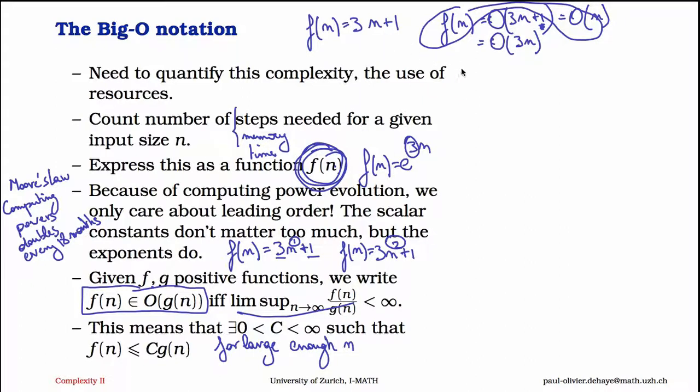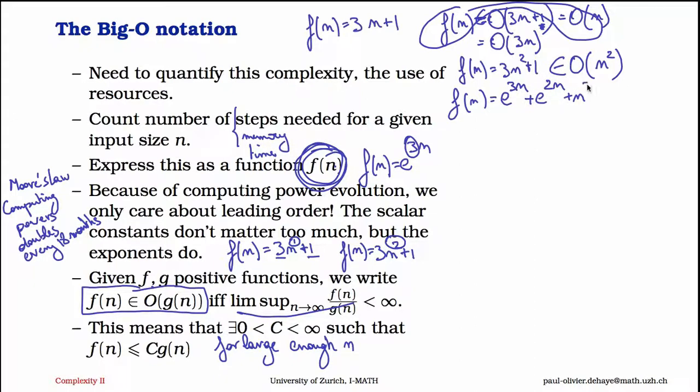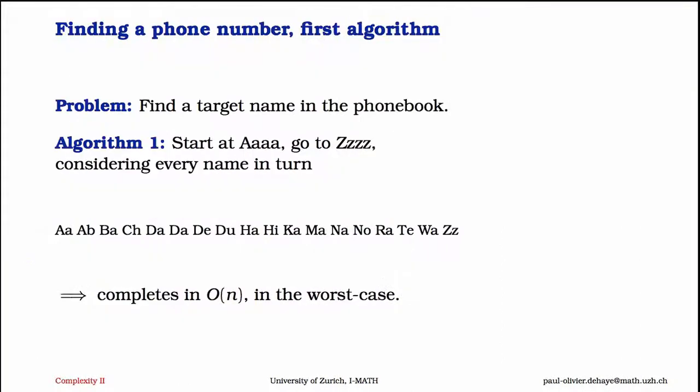Well, if f of n was 3n squared plus 1, you could do the exact same reasoning and say that this is in big O of n squared. And if you say f of n is e to the 3n plus e to the 2n plus n squared, then looking at the lim sup definition, you know that this is in big O of e to the 3n. So it helps you select the leading order term, and that's what's important in the big O notation.